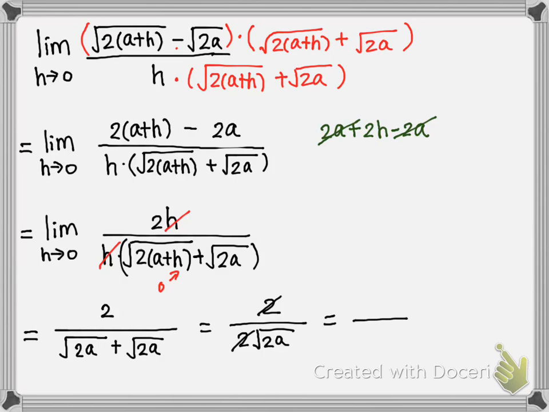And you can rationalize it if you want. So this is the final answer. Or you can just leave it as 1 over the square root of 2a. That would be fine, it's equivalent. And this is the answer that the question is looking for in terms of the constant a.